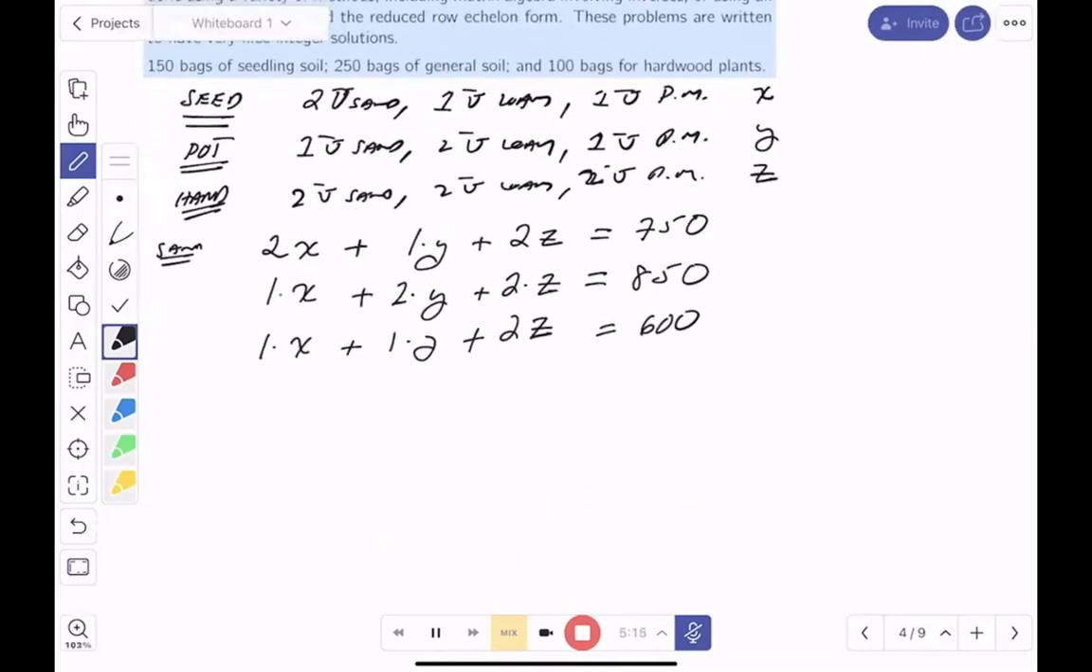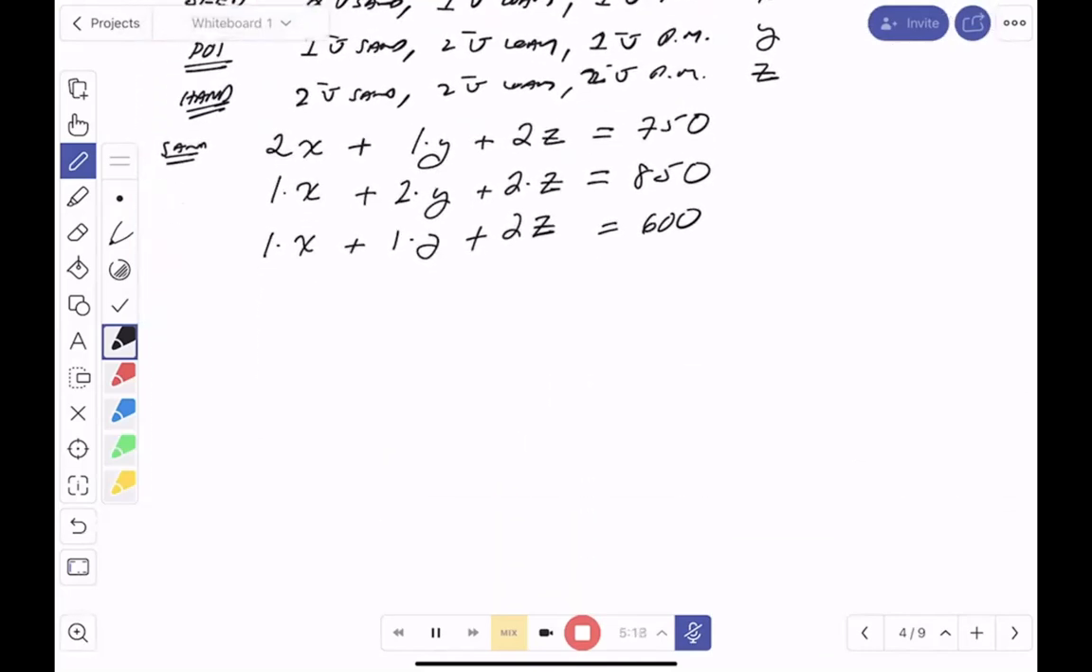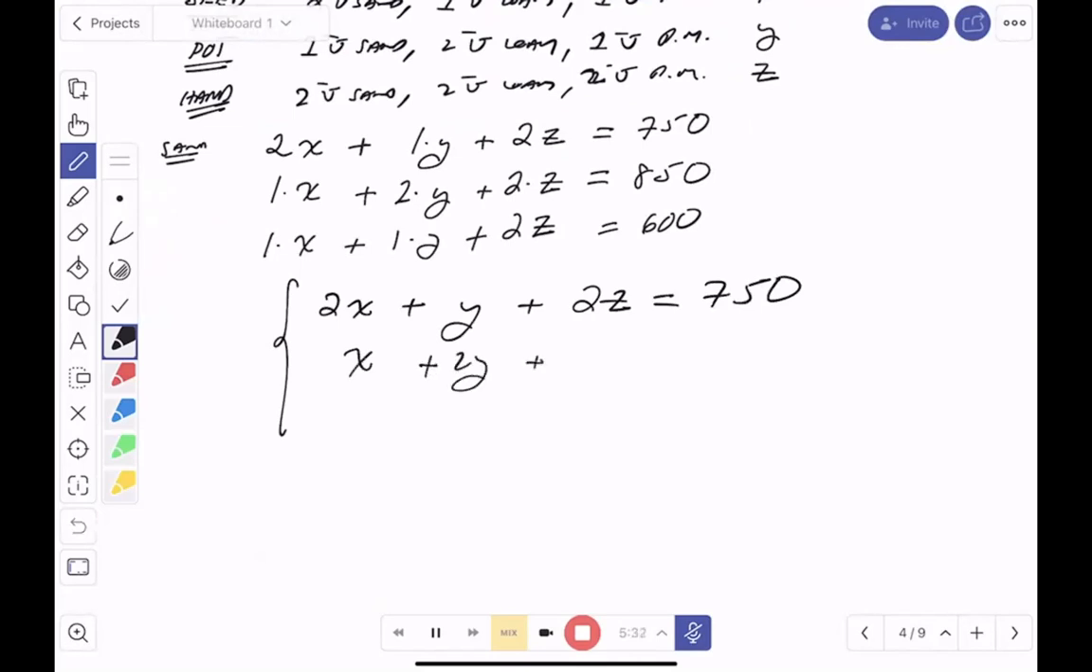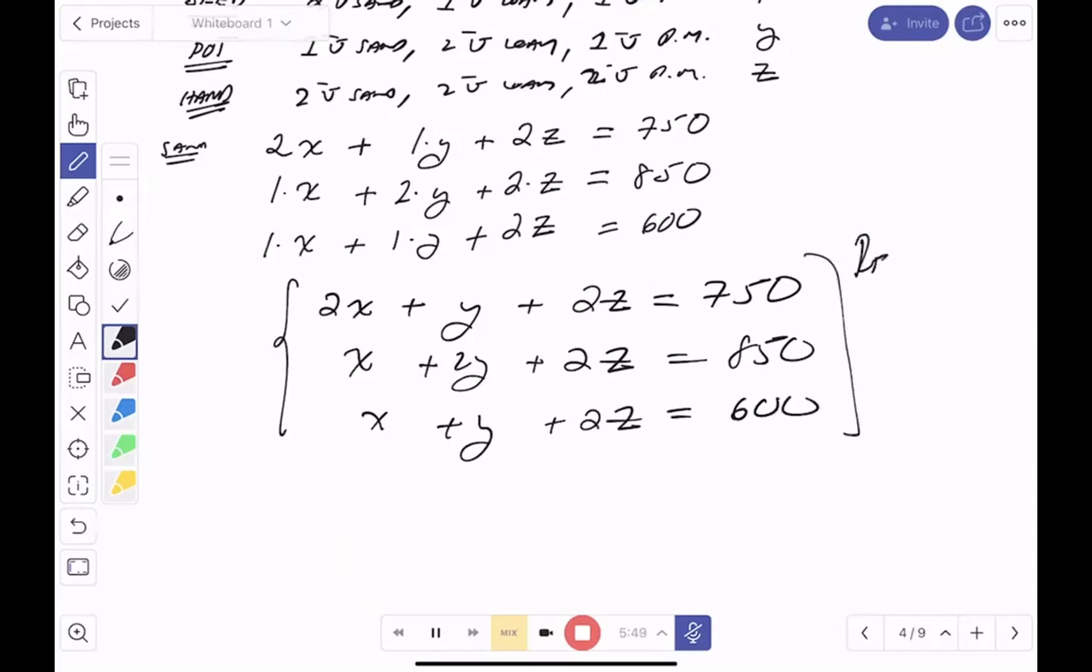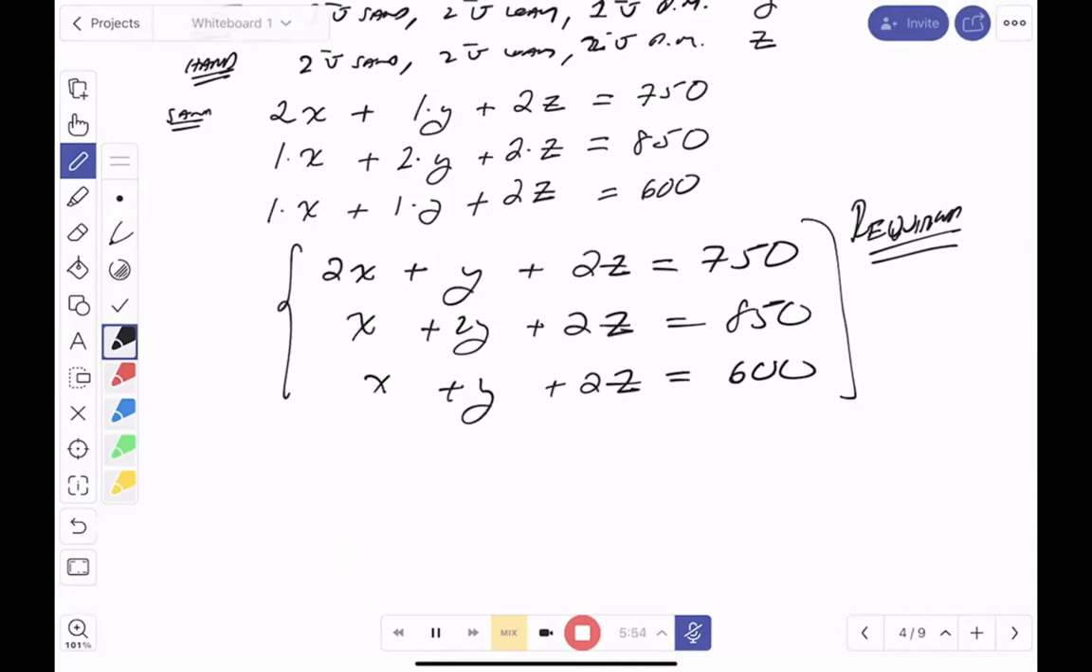Okay, let's write this down for you. It looks pretty simple. 2x plus y plus 2z equals 750. X plus 2y plus 2z equals 850. X plus y plus 2z equals 600. This is what you're required to do to solve the problem. Now, of course, what I want to do is solve the problem.